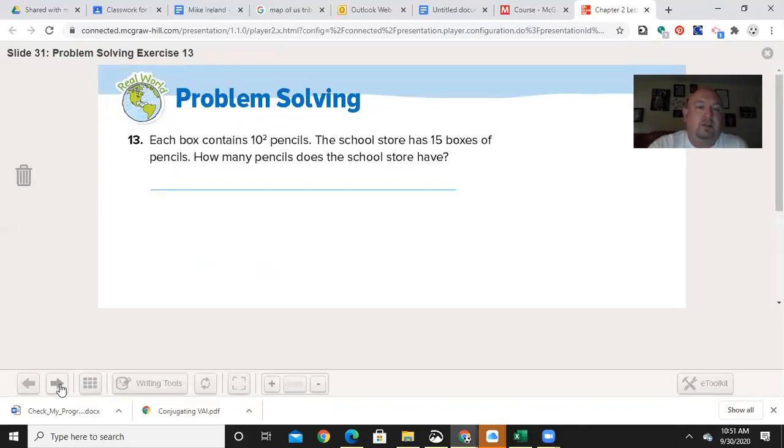All right, each box contains 10 squared pencils. The school store has 15 boxes of pencils. How many pencils does the school store have? So now what we have to do is multiply the 15 boxes times 10 squared. So go ahead and do that, and I'll see you on the other side. Let me pause the video now. Welcome back. Let's see what you got. 15 and 2 zeros, 1,500 pencils. Notice the label. That's a good thing to remember.